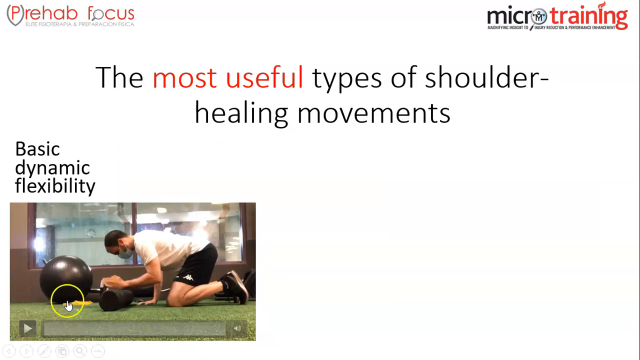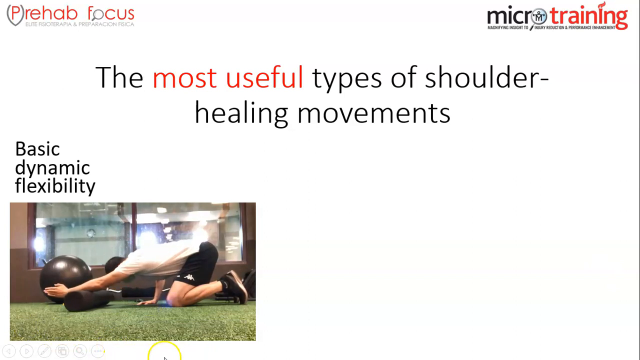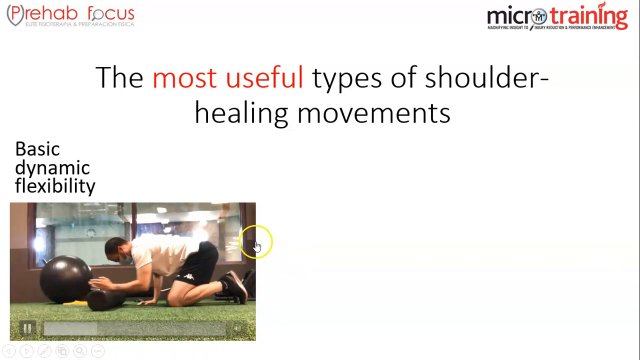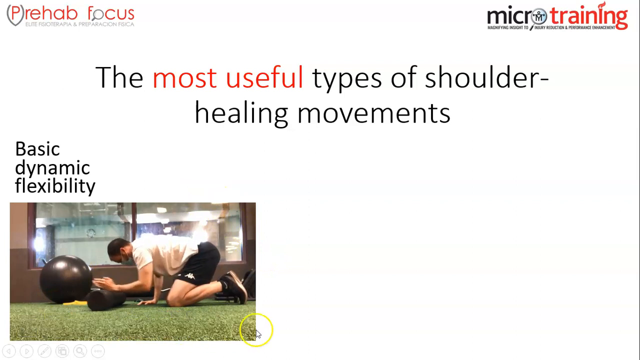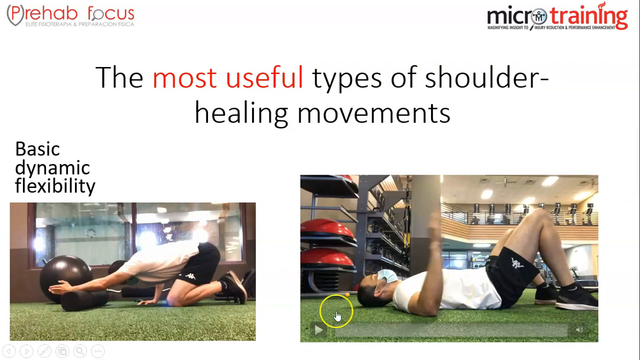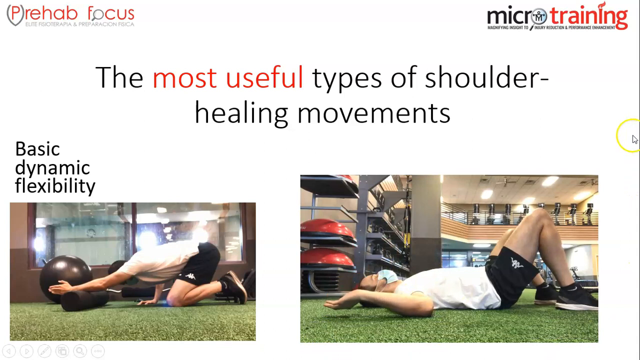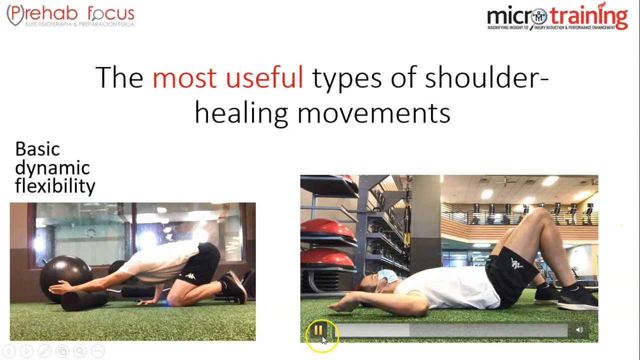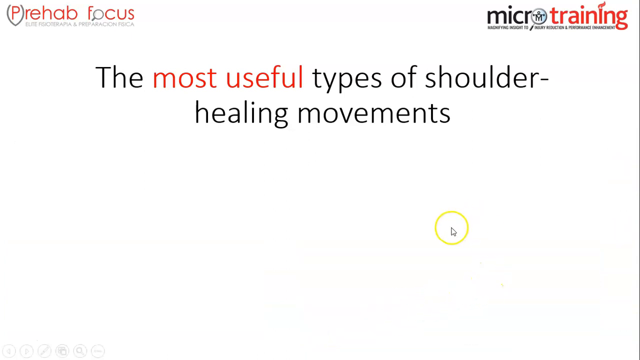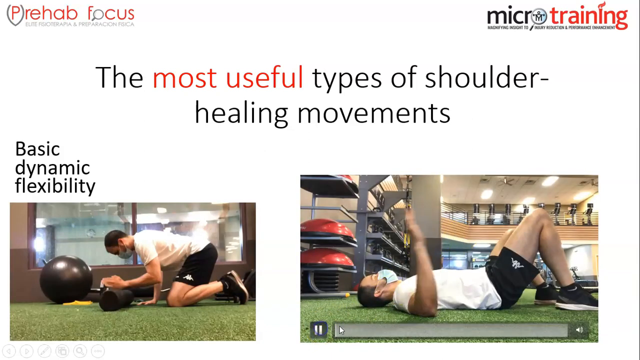Okay, there's some more examples here. We already showed this one before, but that exercise can be placed actually in this part, basic dynamic flexibility. Actually, we have here external rotation of the shoulder and internal rotation of shoulder. You should pay attention here not to anteriorly tilt too much. Not to anteriorly tilt the scapula too much here during shoulder internal rotation.